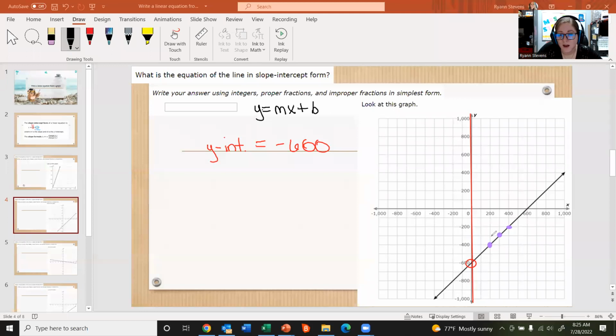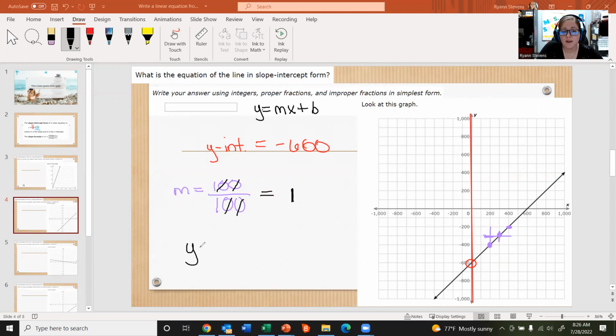How do we get from here up to here and over? We're going to count up 1, so 100. Our rise is 100. And then we're going to go over 100. So we can look at this and say, okay, the same number of zeros in the numerator as the denominator. So we're left with 1 over 1, which is just the whole number 1.